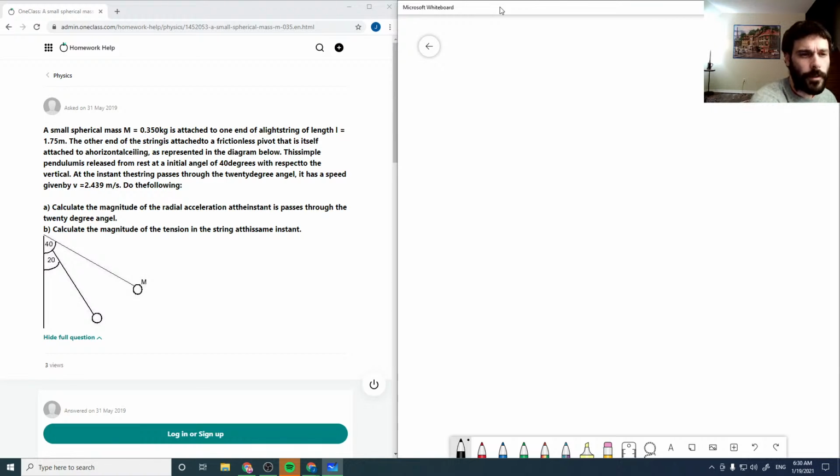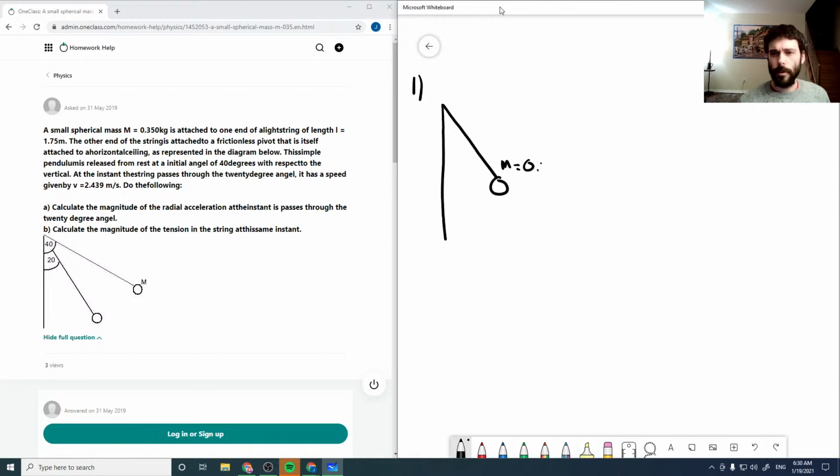A small spherical mass, m equals 0.35 kilograms, is attached to one end of a light string. So I'm just going to draw this out myself. So the mass is 0.350 kilograms. And the other end is attached to a frictionless pivot that is itself attached to a ceiling. So that's the attachment point.